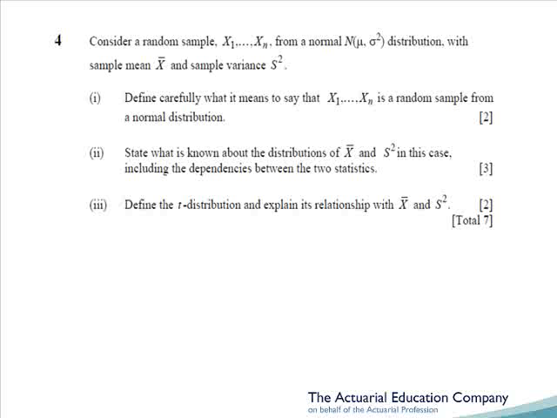In part 2, it says state what is known about the distributions of x bar and s squared in this case. So all you're having to do is regurgitate the results from the notes. Don't forget to write a comment on the dependencies. So all you had to do is quote the fact from Chapter 9 that they're independent.